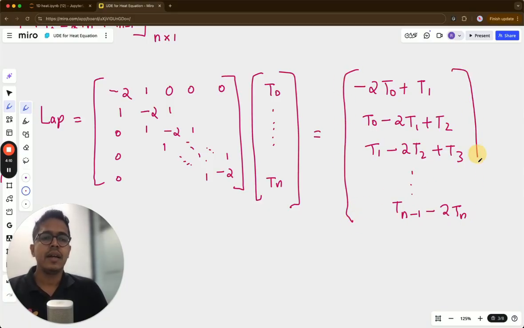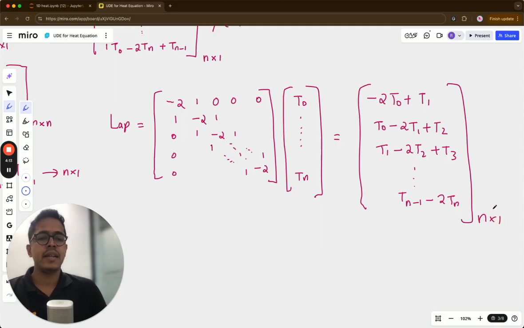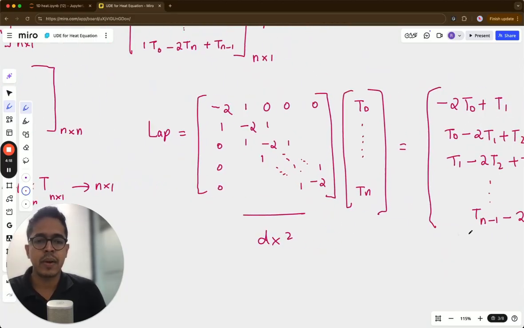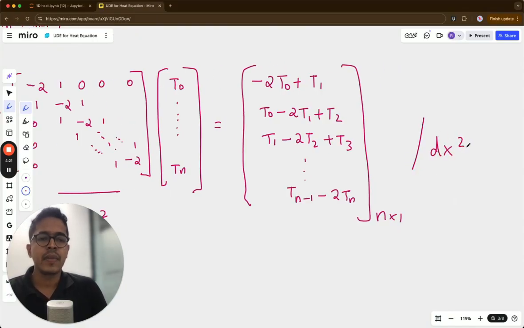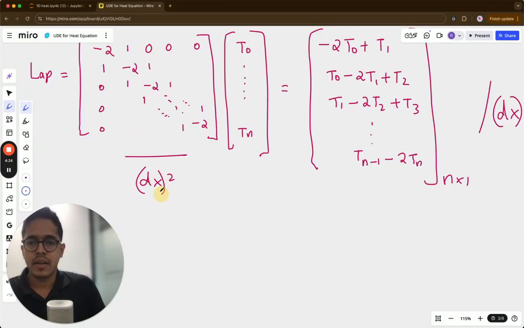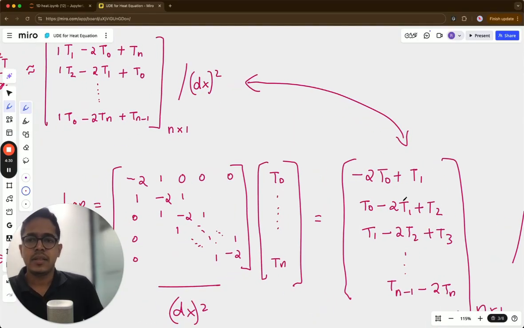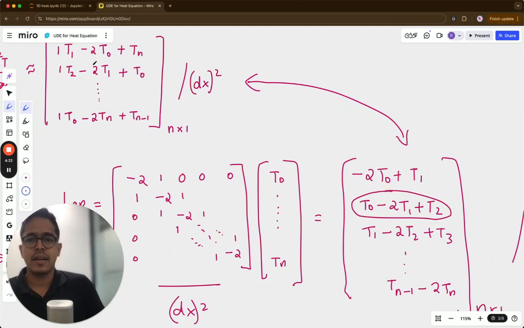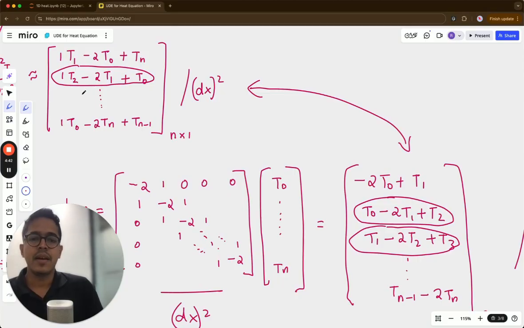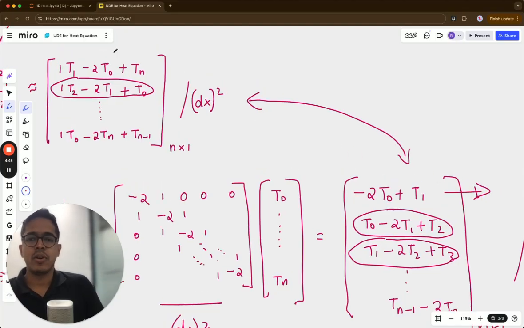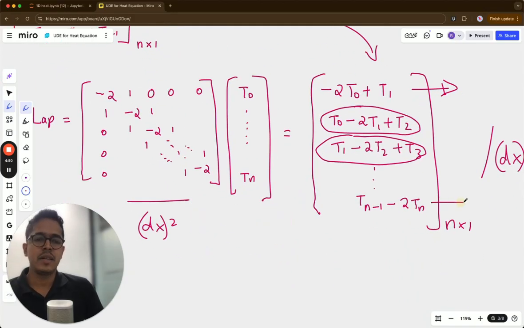So here, this is an n by 1 matrix. And of course, I have to divide by dx square for the Laplacian, dx the whole square. So now compare these two. Every term is pretty much the same. This term is correct, it's the same as this. The only problem is that the first term looks different, and the last term also looks different.